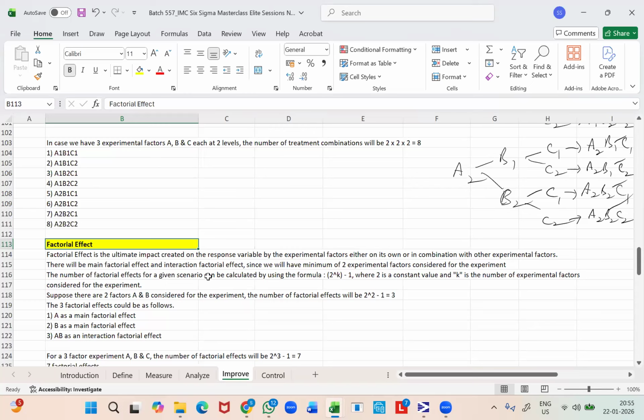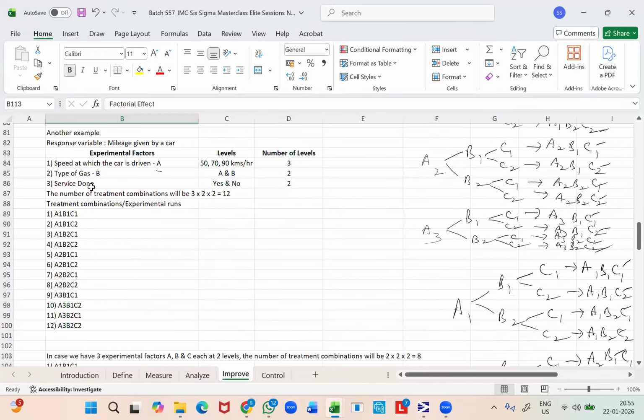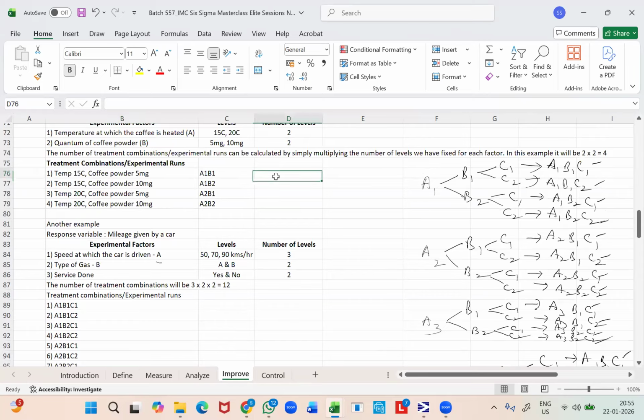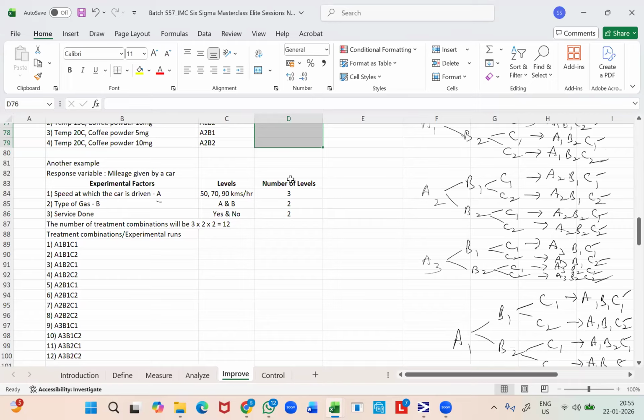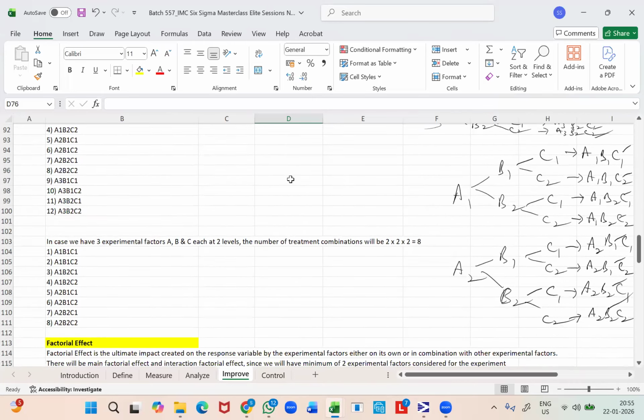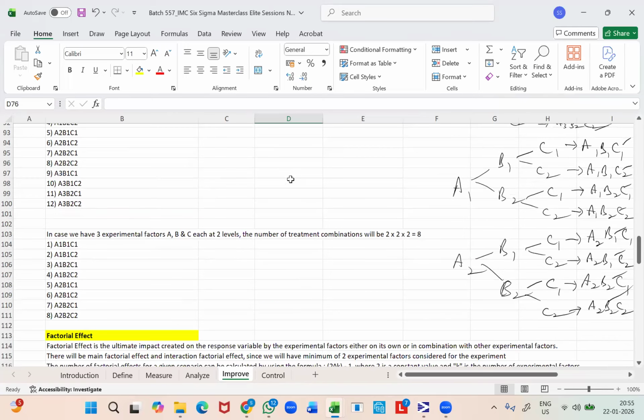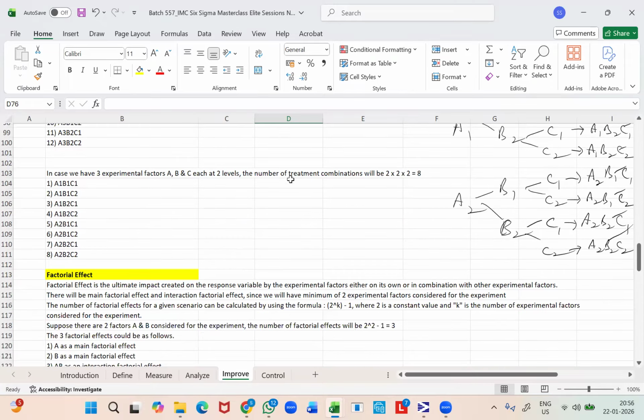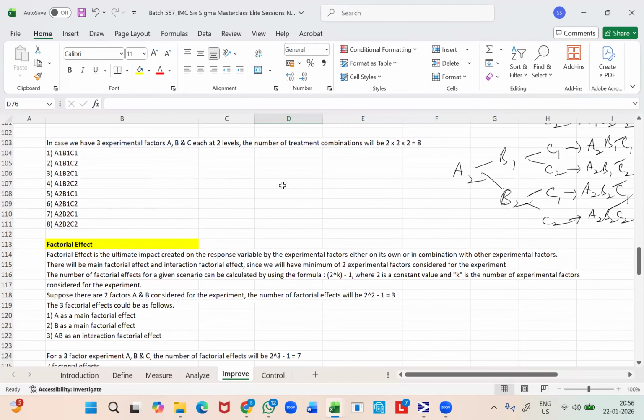Once we have the experiments conducted for all these treatment combinations, and have the value for the response variable, which is the taste of coffee, then we will analyze the experimental data and find out which factorial effect is impactful, right? Whether temperature as a main factorial effect is impactful, quantum of coffee powder as a main factorial effect is impactful, or temperature into quantum of coffee powder as an interaction factorial effect is impactful. We will validate with the help of experimental data. That is what we will do in design of experiments.